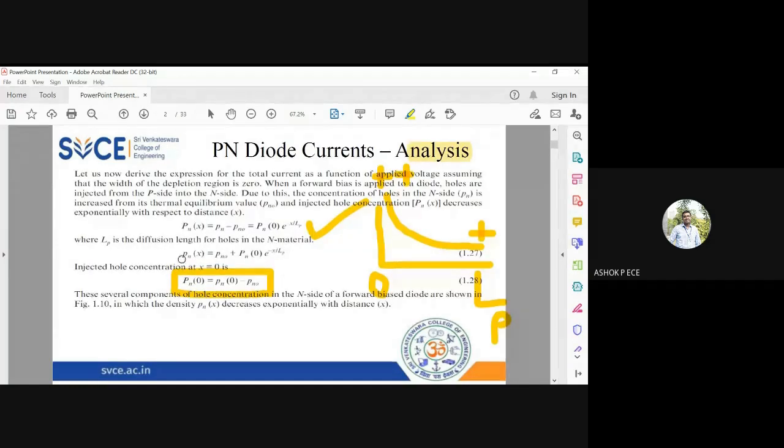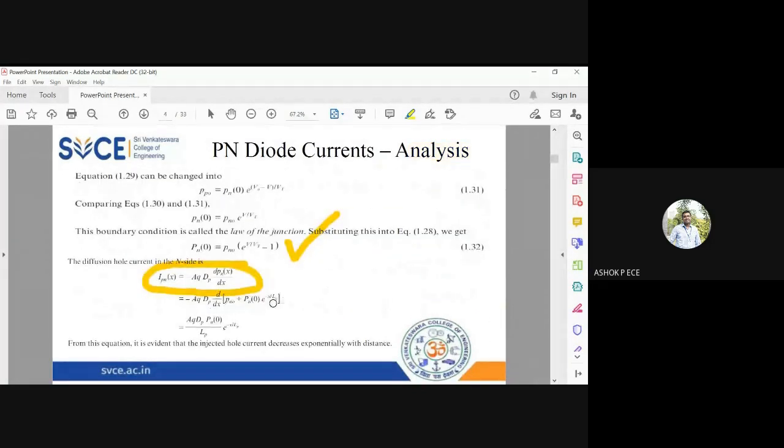When I differentiate this with respect to x, the first term is constant, so I will not have anything. The second term is e power minus x. If I differentiate e power minus x, I'll get e power minus x by Lp into minus 1 by Lp. Already you have a minus sign outside, so it will become plus 1 by Lp. You can see that as the distance increases, the hole current is going to decrease exponentially. You have e power minus x, which is exponentially decreasing hole current.